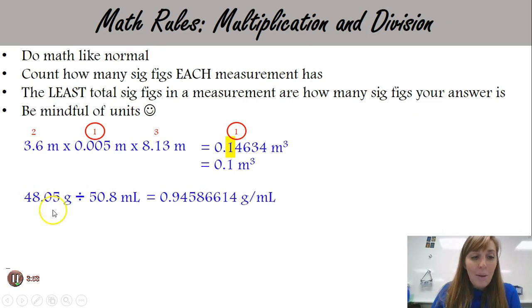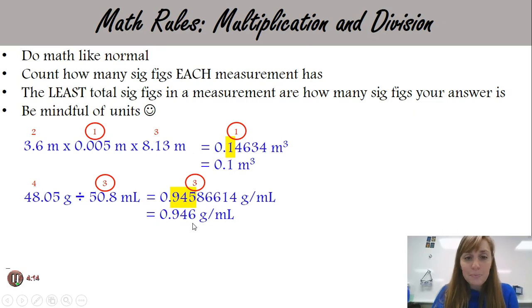So now let's analyze how many sig figs. This has all 4. This has all 3 of them are significant, which is less, 3. So I only get to keep 3 sig figs. So 1, 2, 3, all of these are what I get to keep. The 8 after bumps it up, so this becomes 0.946 grams per milliliter.